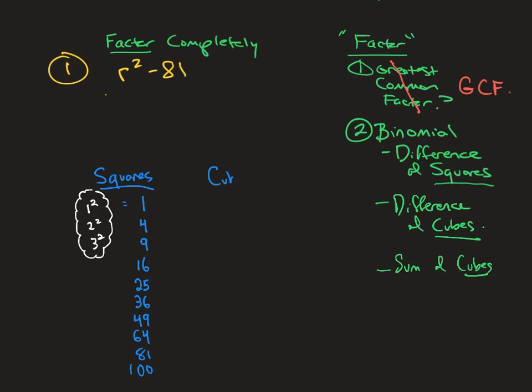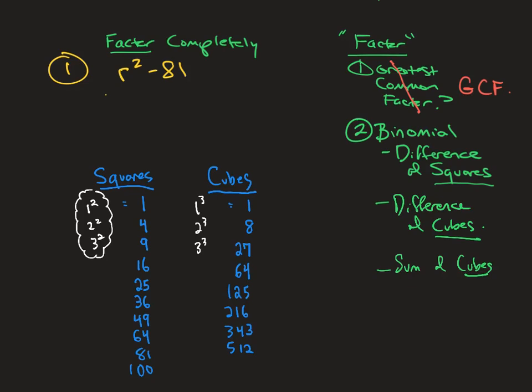Cubes is the same idea, except we're cubing things. 1 cubed, 2 cubed, 3 cubed. And 1 cubed, 1 times 1 times 1, 2 times 2 times 2. Be careful you don't put 6 there. 2 times 2 is 4, times another 2 is 8. 3 cubed is 27, 4 cubed is 64, 5 cubed, 125, 216, 343, 512, on down. You don't need to make as long a list of cubes because you're not going to see as many of those as you are of the different types of squares that you might see.